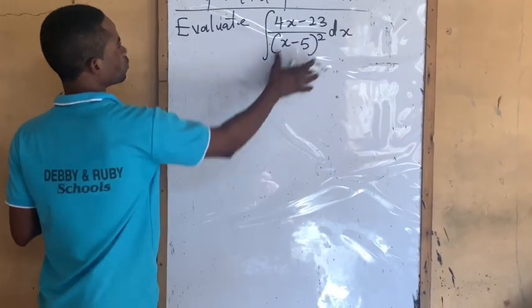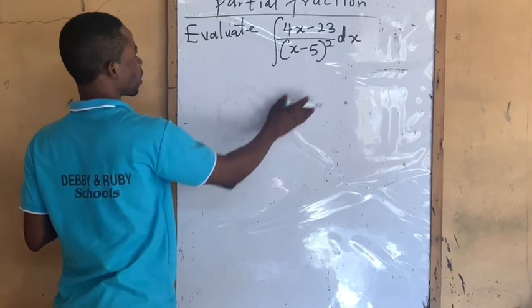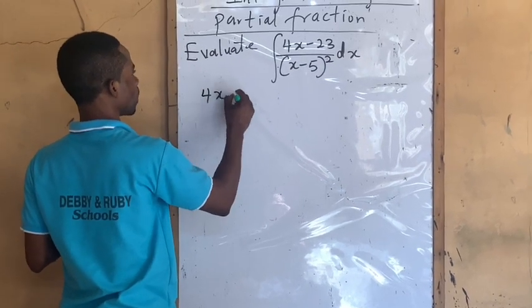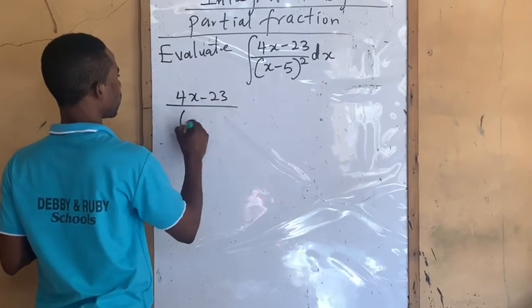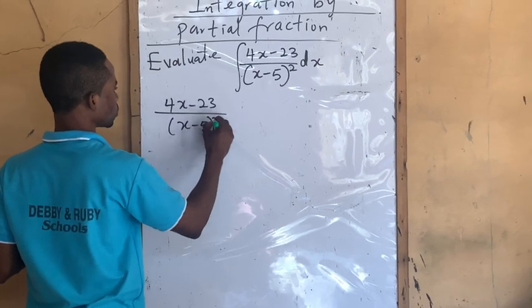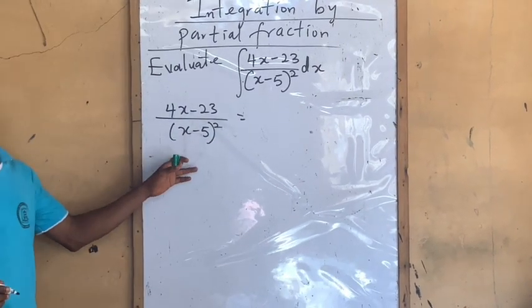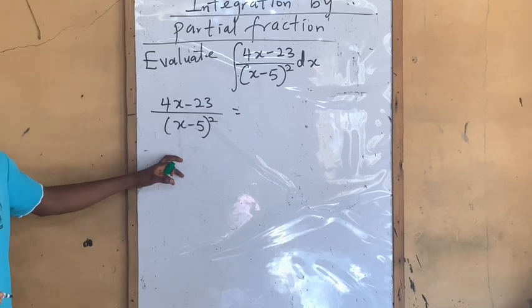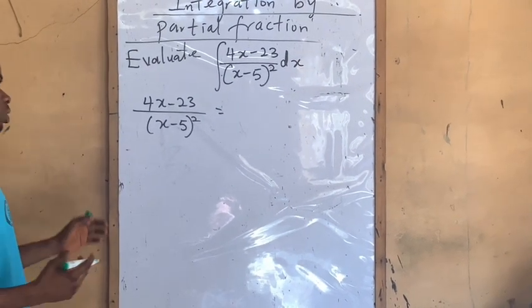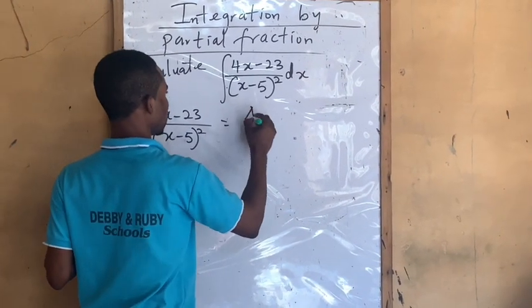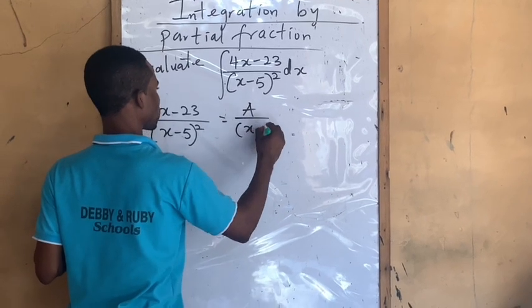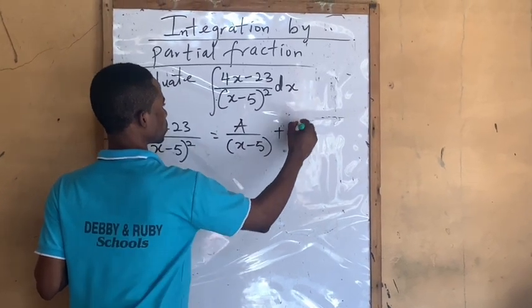Now, you have to bring this thing out because this is a partial fraction. 4x minus 23 all over x minus 5 raised to power 2. So we call it repeated partial fractions, repeated denominators. When you see it like this, that will be a all over x minus 5 plus b.